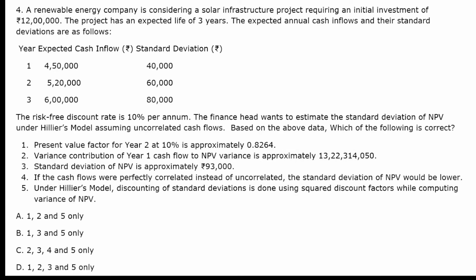A renewable energy company is considering a solar infrastructure project requiring an initial investment of 12 lakh rupees. The project has an expected life of 3 years. The expected annual inflows and their standard deviations are given to us. Risk-free rate is 10%. The finance head wants to estimate the standard deviation of NPV under Hiller model, assuming uncorrelated cash flows. Based on the above data, which of the following is correct? Present value factor for year 2 at 10% is approximately 0.8264.